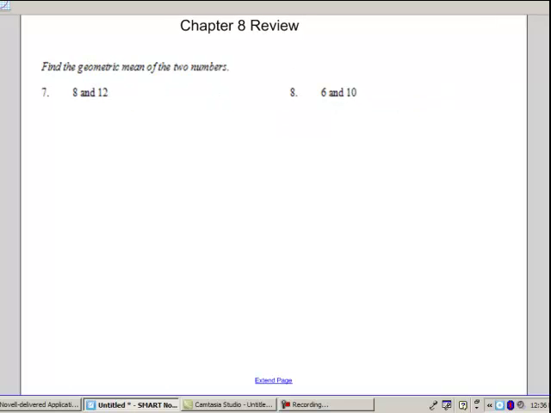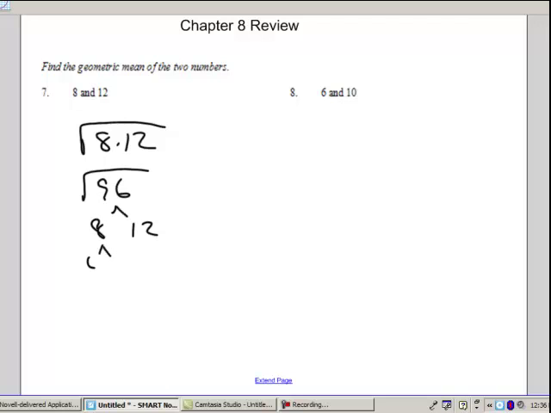Geometric mean of two numbers, how do I find it? I multiply those two numbers together and take the square root. That's the square root of 96. I know that breaks to 8 and 12, which breaks to 4 and 2, 6 and 2, 2 and 2, 3 and 2. Writing this in order from smallest to largest, I get a 2, a 2, a 2, a 2, a 2, and a 3. 1, 2, 3, 4, 5 2s and a 3.